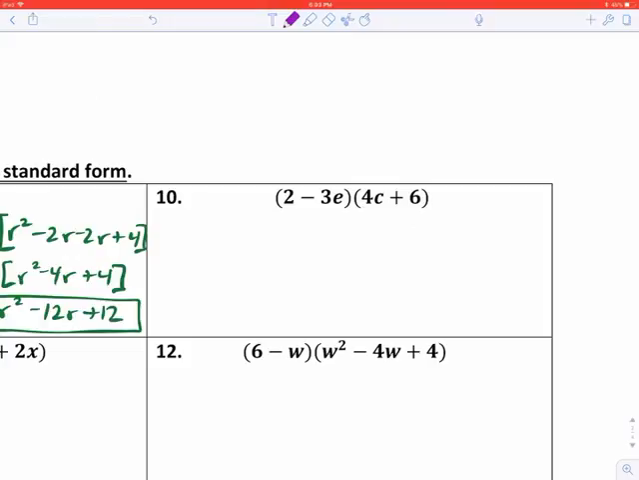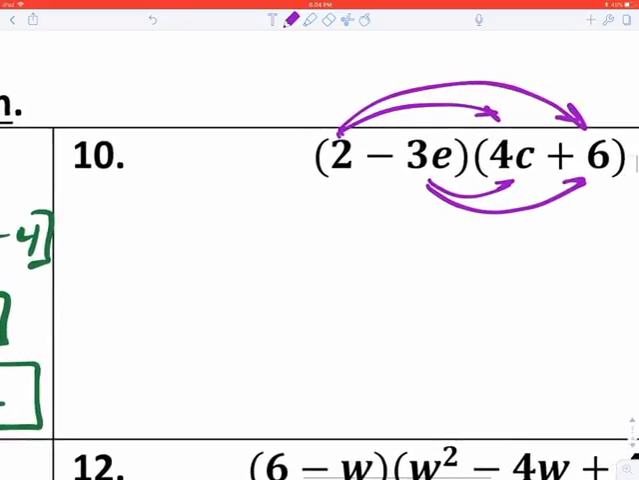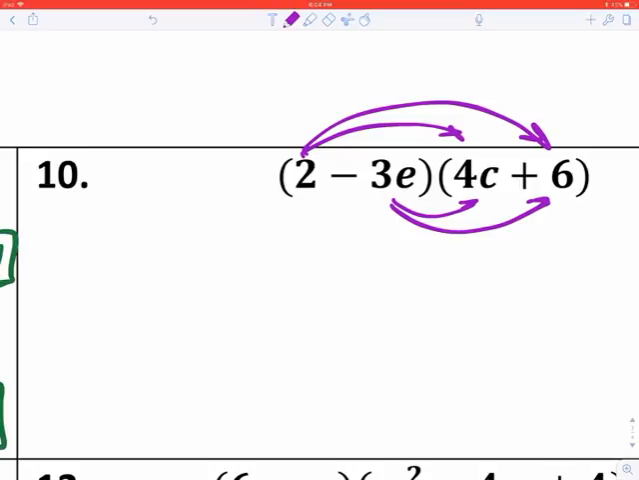Number 10 would be a foiling problem. You don't have to worry about foiling. Just like the last one, when you have binomials or any type of parentheses times parentheses, it's like distributing everything to everything else. So in this case, I'm going to start with 2 times 4c, which is 8c, 2 times 6, which is 12, and then negative 3e times 4c gives me a minus 12ce, and negative 3e times 6 is negative 18e.